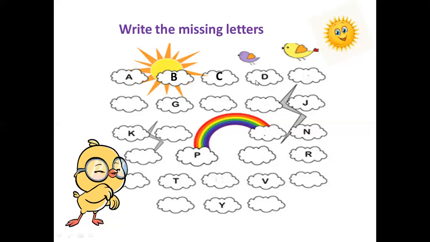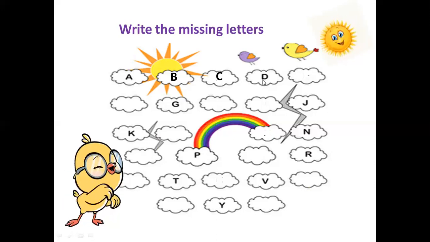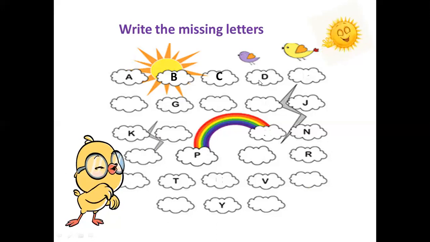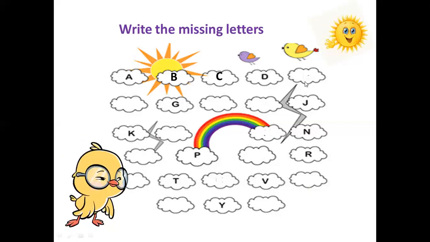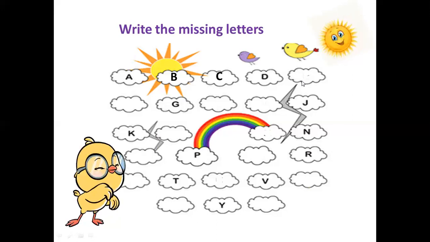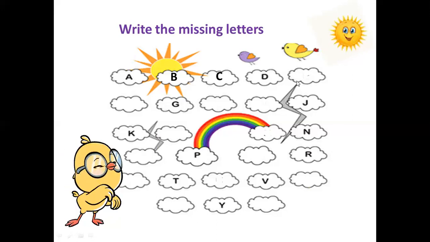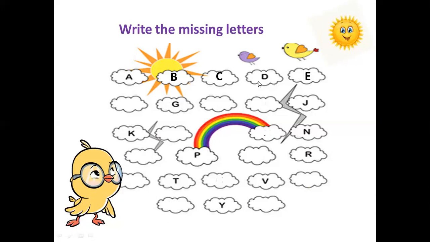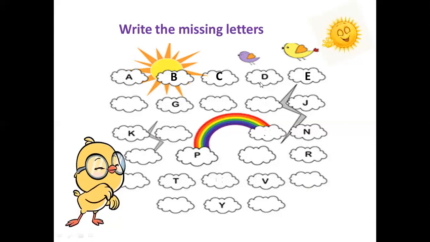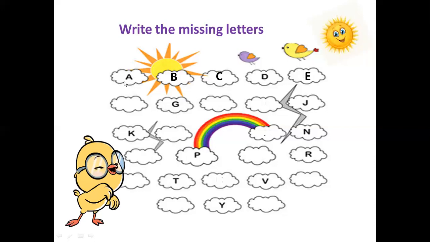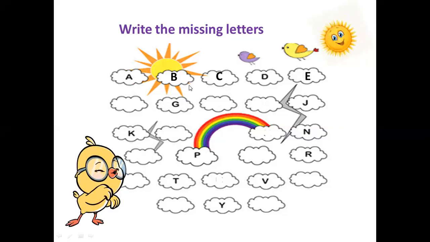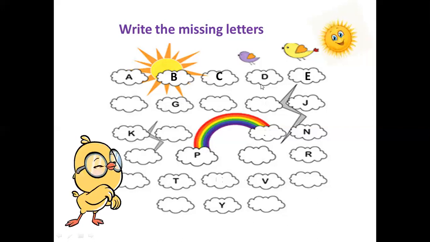After C, our next letter is D. And D is already given. So what comes after D? It is not J. The next letter after D is E. Now you complete your first row. Read it. A, B, C, D, E.